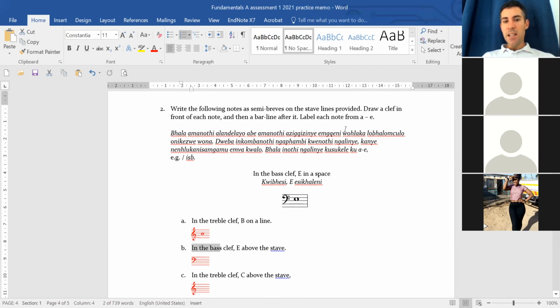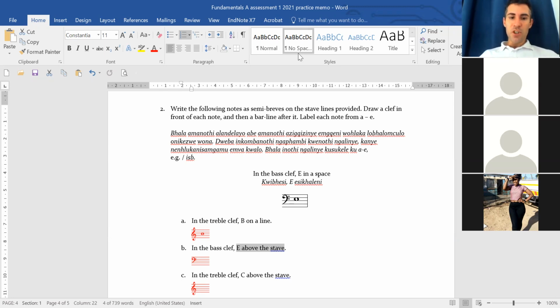Right, then it says in the bass clef. So we write our bass clef over there. Now it says E above the stave. That means that it mustn't be on the five lines or the four spaces of the stave. We're going to go above.